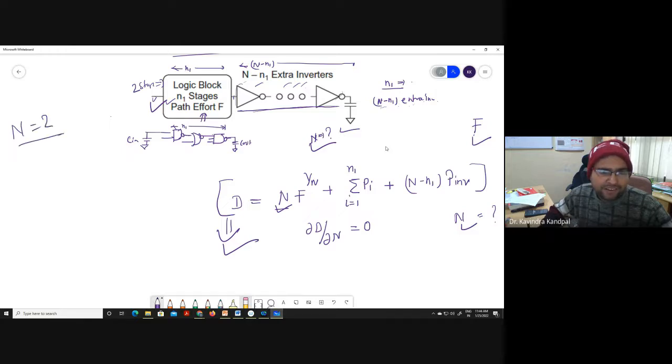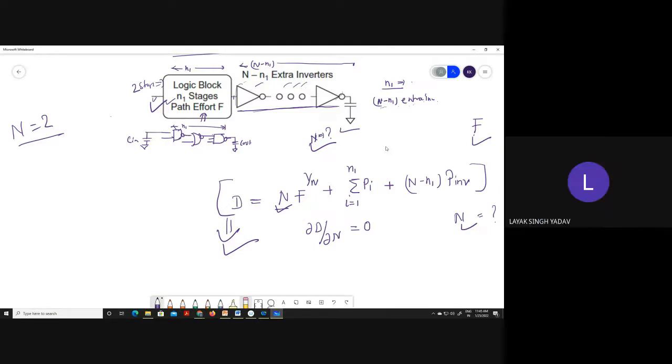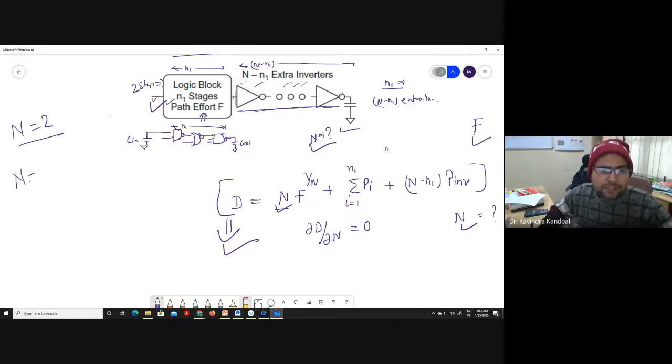What does it mean? It means that my chain size was already optimal. You don't need to add any extra inverter. You are getting my point? Yes, sir. But if I get n equal to 6, what does it mean? The existing chain has two blocks, two gates. You may need to add 4 additional inverters to optimize the chain. You're getting my point?